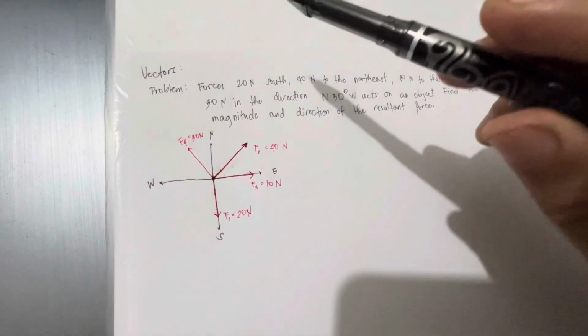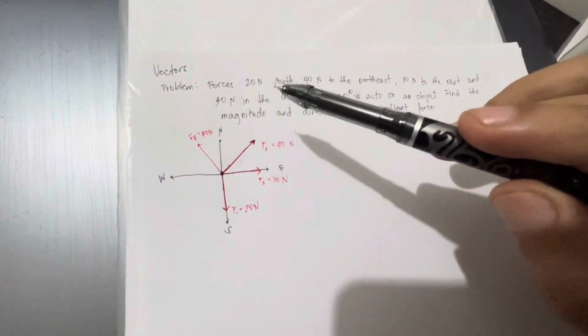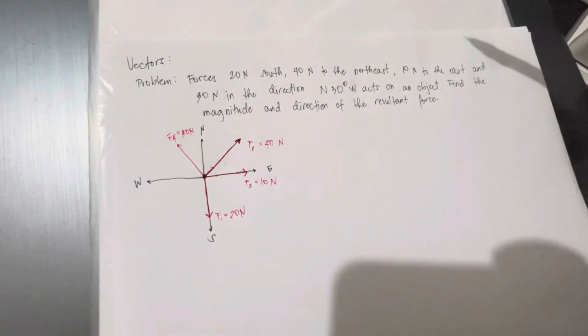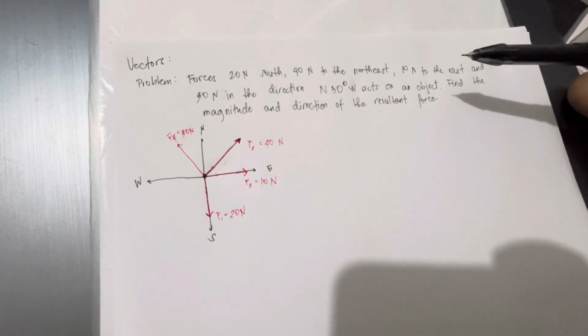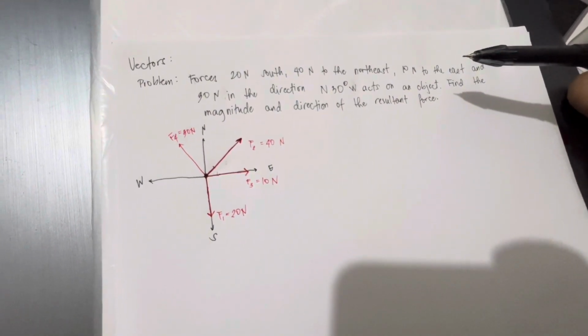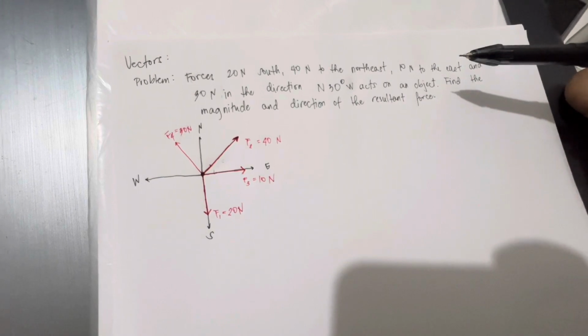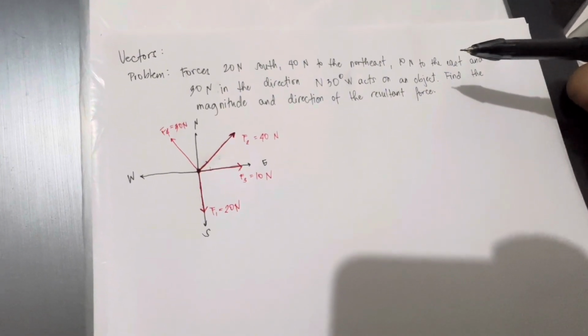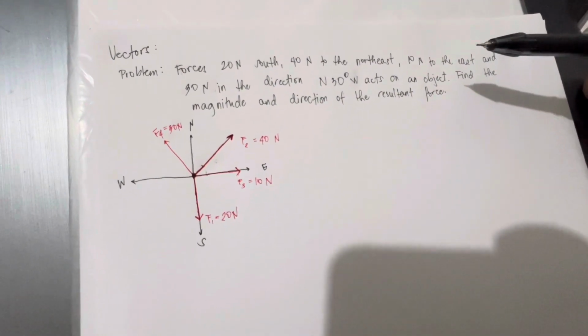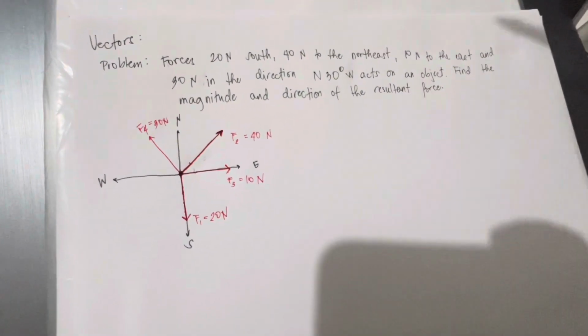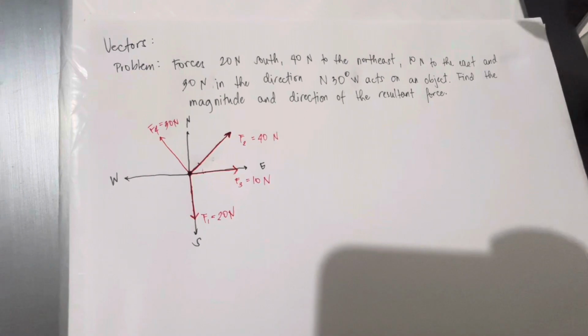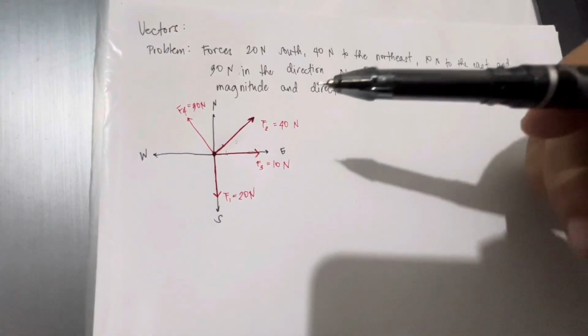So we have a problem here. Forces: 20 newtons south, 40 newtons to the northeast, 10 newtons to the east, and 30 newtons in the direction north 30 degrees west act on an object. Find the magnitude and direction of the resultant force. So magnitude and direction sa resultant ang ipangayo. So pinakauna buhaton is drawing, no?